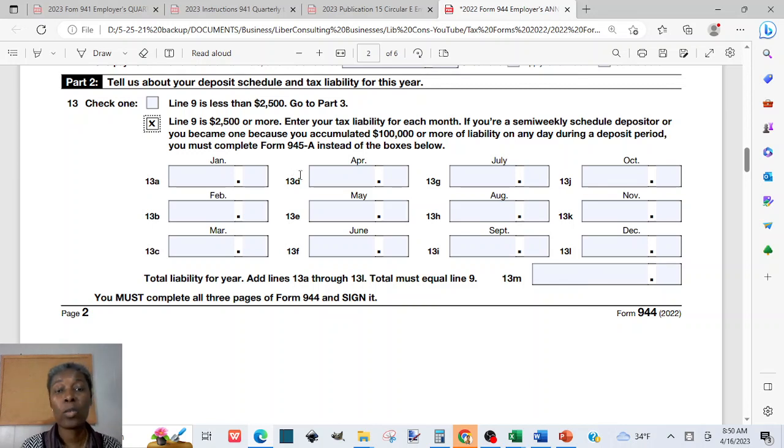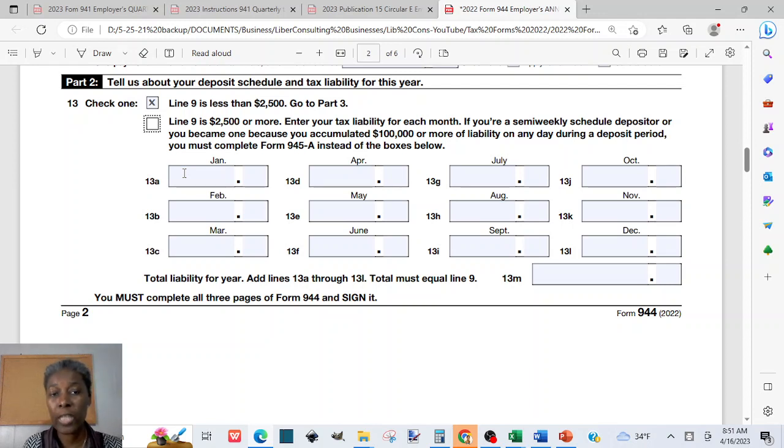This will be compared to how often you make your payments throughout the year, to see if you respected your deposit schedule. But if it is less than $2,500, then we might actually end up paying it with the return if we don't want to deposit it. And in months that you didn't pay yourself, you don't have tax liability to enter.